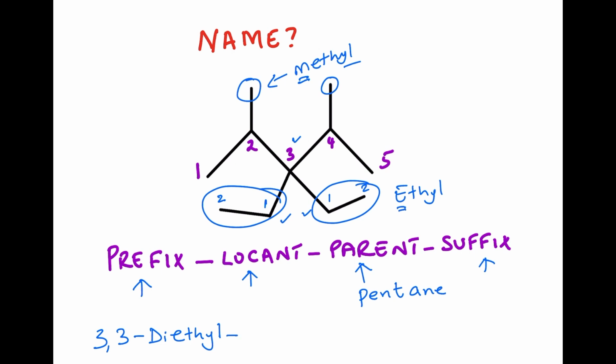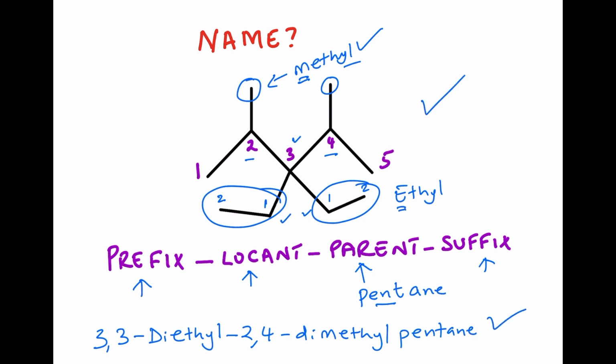Then we move to the next substituent group, methyl, which we also have 2 of them at position number 2 and 4, so that becomes 2,4-dimethyl. Now we finished all the side groups of the substituent, and then now we just bring the parent name, pentane. And that is the name of this structure.